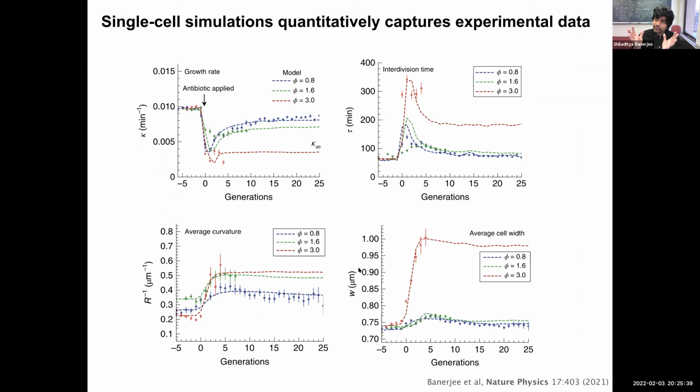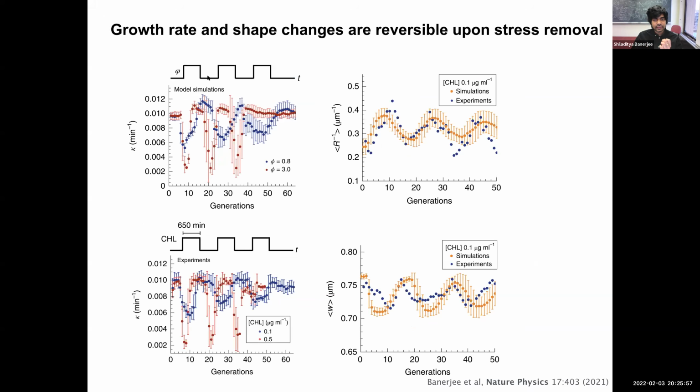Now that's a mechanical effect, and mechanical effect should be reversible, right? So instead of applying a single step-like pulse, you can do an experiment where you apply a pulsatile drug. Okay, so this is similar to you taking antibiotic after every certain time interval, right? And what you see is that in that case, the shape is oscillating, right? The curvature is increasing, then decreasing. The width of the bacteria is increasing and then decreasing.